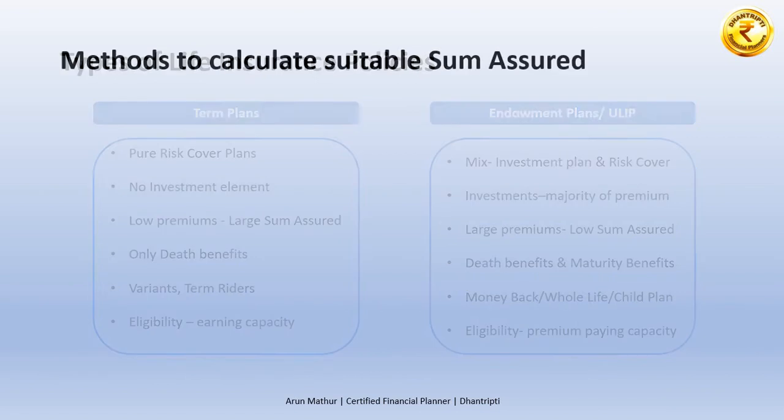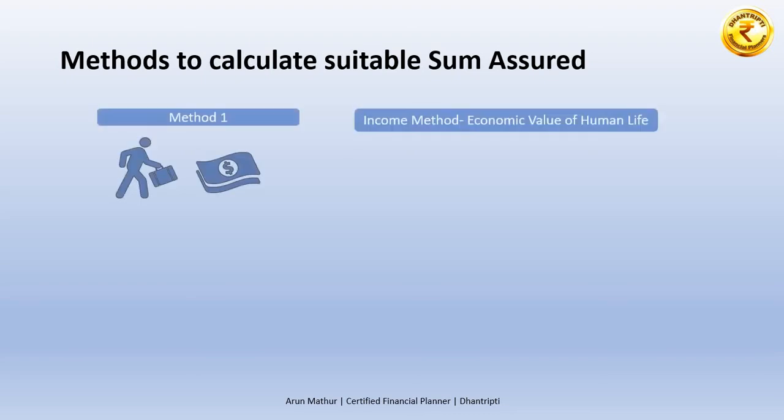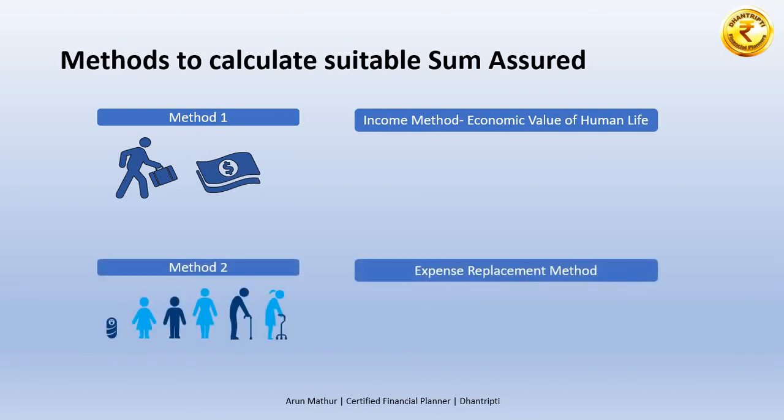Now moving on, we must also understand that when we buy an insurance plan, after having understood all the terms of it, what is the right sum assured we should be buying? To calculate the sum assured, there are two methods. Method one is called the income method, or the economic value of human life, while method two is known as the expense replacement method.